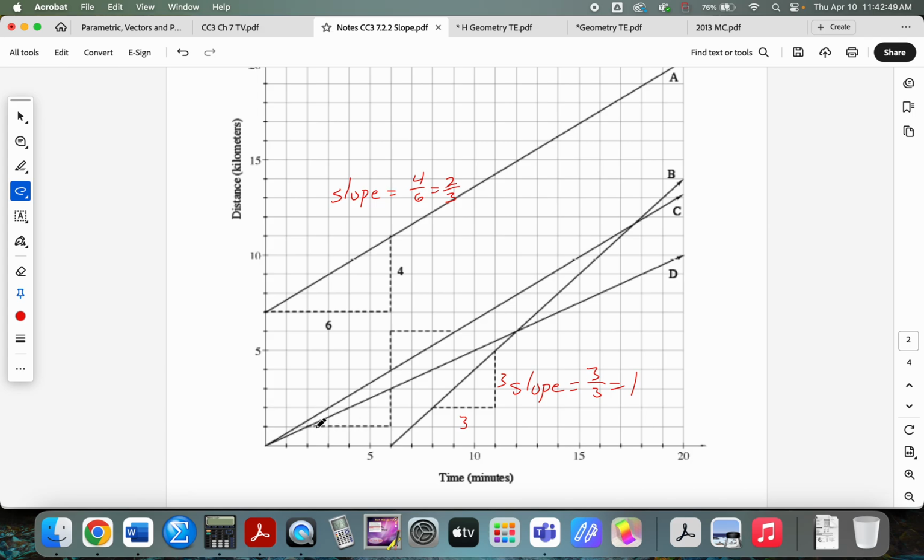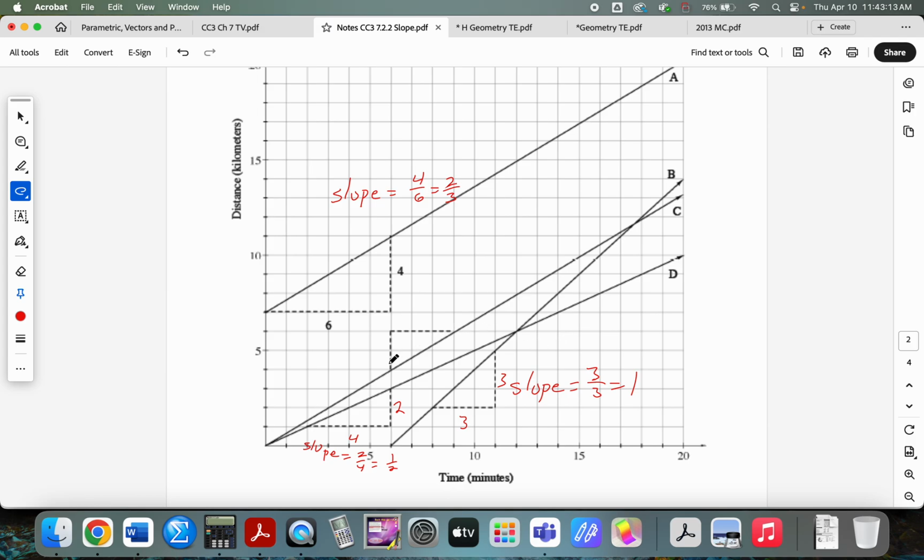So for this one, we've moved up 2 as we've moved to the right 4. So this slope starts off as 2/4, but we should really reduce it to, yeah, they're going 0.5 kilometer per minute. They're going half as fast as this other person is.